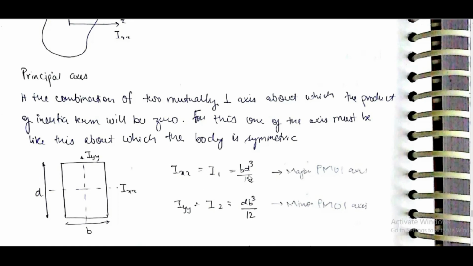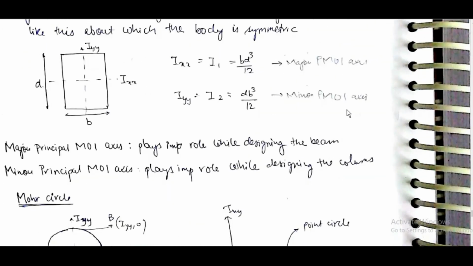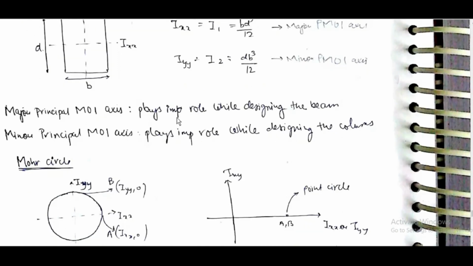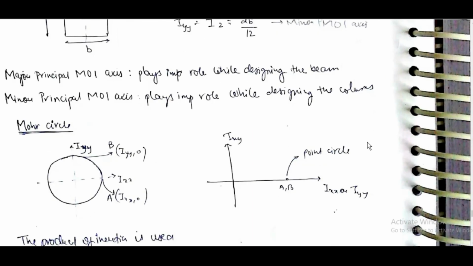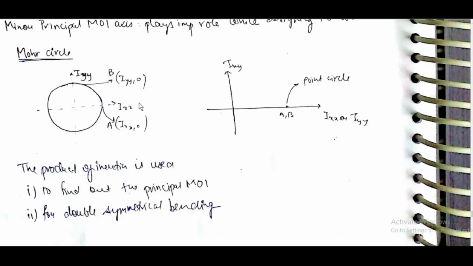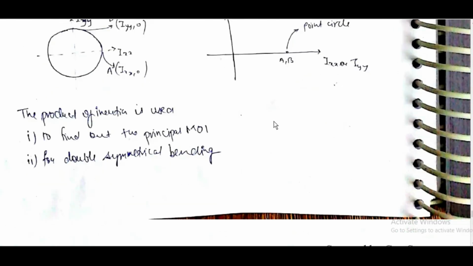Ixx is equal to I1 is equal to b d cube by 12, the major principal moment of inertia axis. Iyy is equal to I2 is equal to d b cube by 12, the minor principal moment of inertia axis. The major principal moment of inertia axis plays an important role while designing beams. The minor principal moment of inertia axis plays an important role while designing columns. Mohr circle: Ixx, 0, Iyy, 0, Ixy, Ixx, Iyy, points A, B.